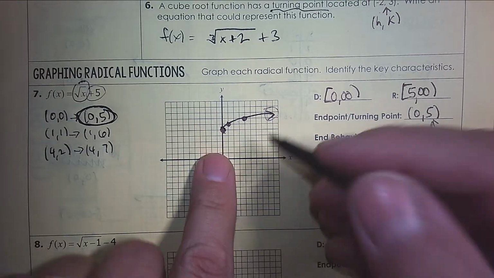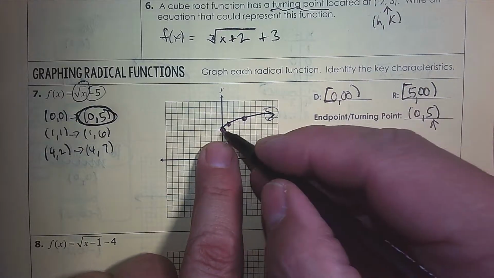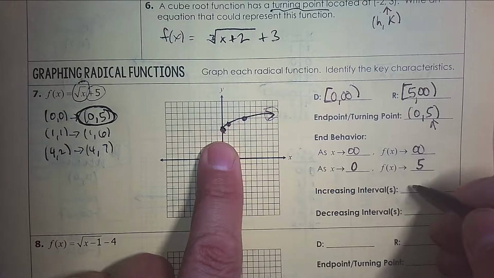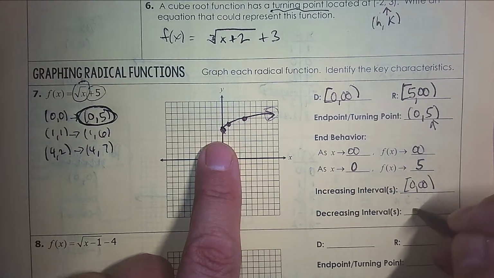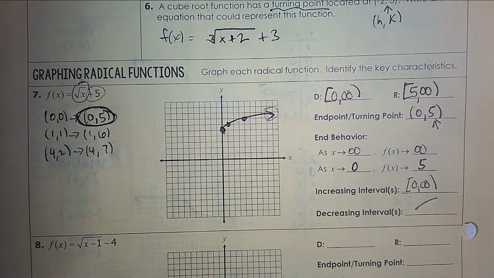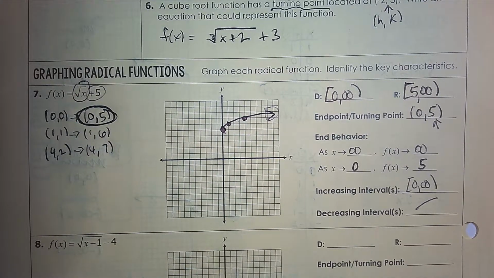Where is this function increasing? Where does it rise to the right? It rises from 0 to infinity, and it's never decreasing. So there's no part where it turns and then goes down. It's going up forever. All right, number 8.